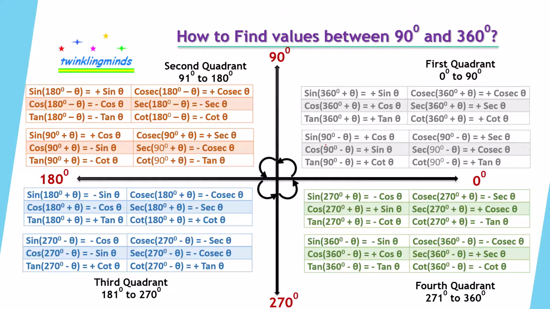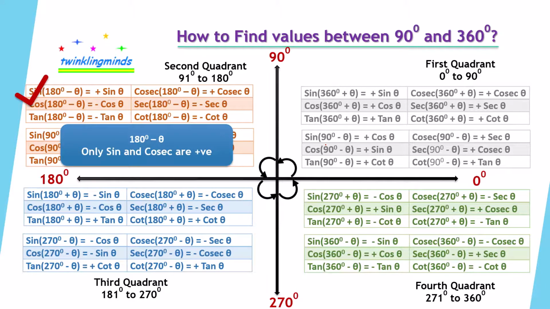Now, wow, do I need to remember all these functions to calculate the values between 90 degrees and 360 degrees? No, no, no, not required. We will learn 7 points or tips to find out the angles between 90 degrees and 360 degrees. What are they? Here we go.